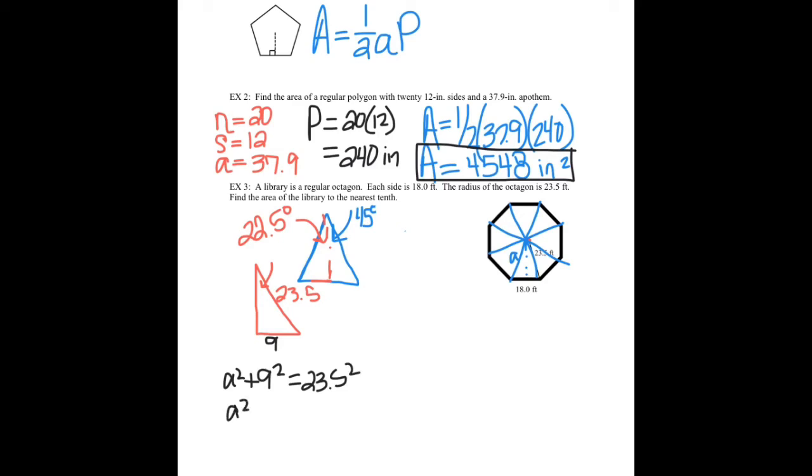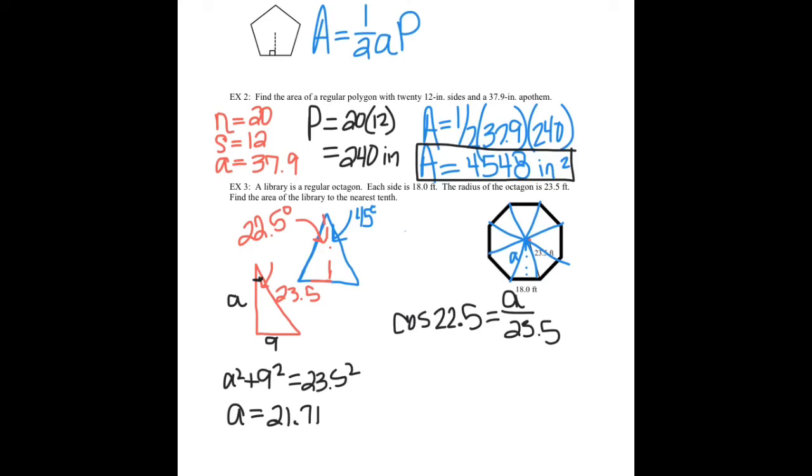So a squared has to be, actually I just did all of the math. I didn't put the middle step. So a equals 21.71. Now if I want to use trig, knowing that this is 22.5 degrees right here, and I'm trying to find a, I could say the cosine of 22.5 equals the adjacent over the hypotenuse.